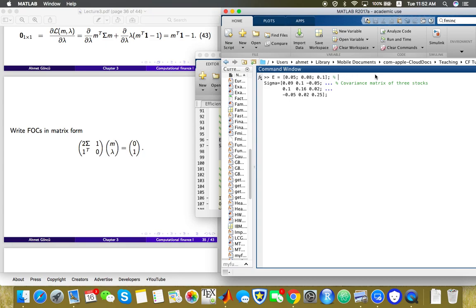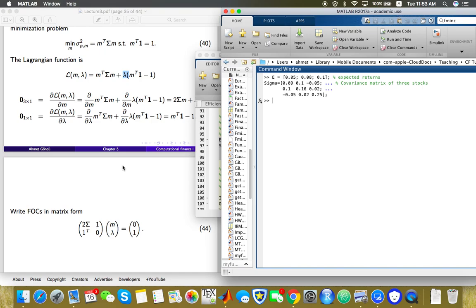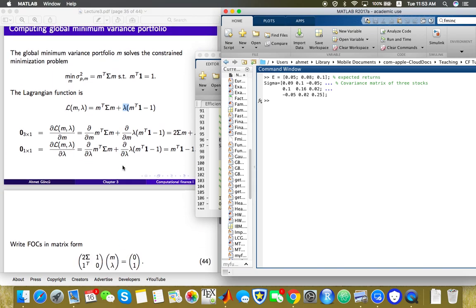So suppose we have three assets in our economy, and these are the expected returns for asset 1, 2, and 3 that are given. For example, asset 1 has an annual return of 5%, asset 2 has an annual return of 8%, and the last one 10%. And suppose we also calculated the covariances of these three stocks from some historical data, and we assume these are already calculated here.